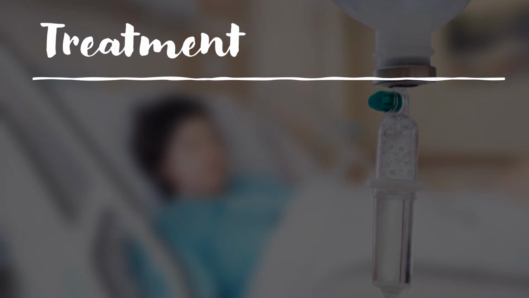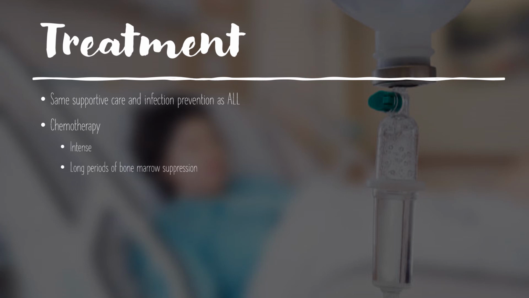Again, treatment of AML is very similar to that of ALL. The supportive care and infection treatment is exactly the same, but the chemotherapy is more intense and can result in long periods of bone marrow suppression, which in turn leads to neutropenia and thrombocytopenia. Again, a bone marrow transplant can be carried out as either allogenic, if prognosis is poor, so that's from HLA-matched donors, or autologous, which is faster recovery and has a lower morbidity risk.